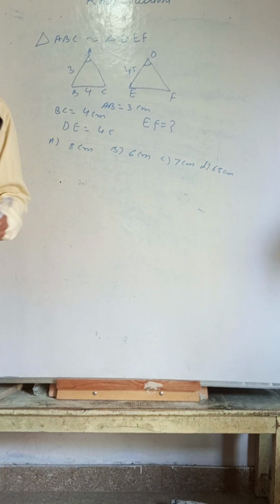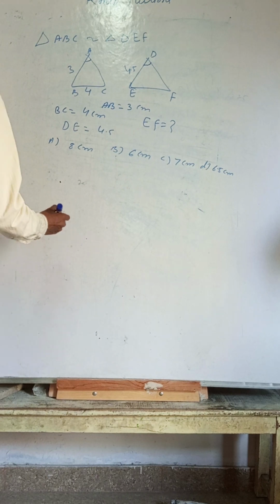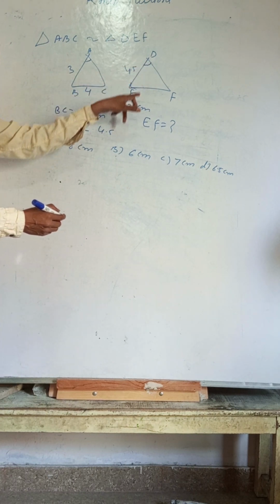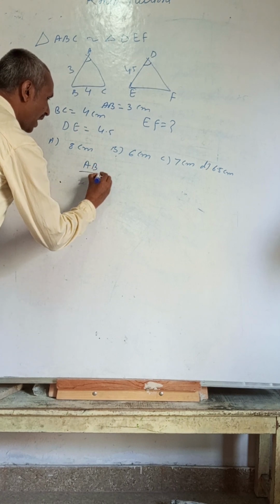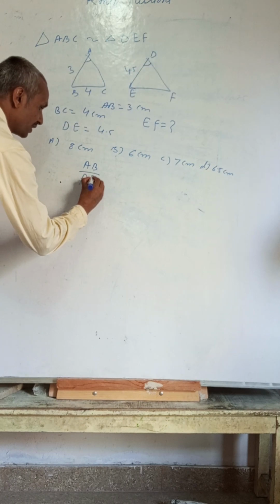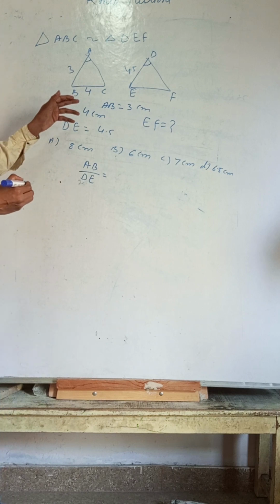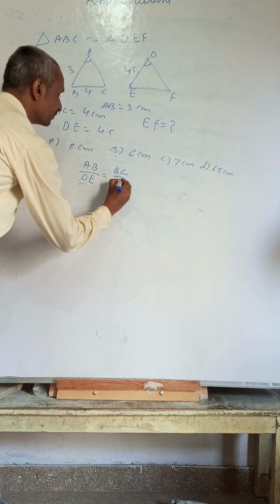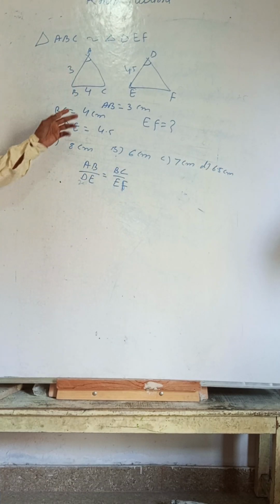Now we know if the triangles are similar, we can write in this form. AB by DE is equal to, in the proportion, in the ratios, BC by EF. Sorry, EF.